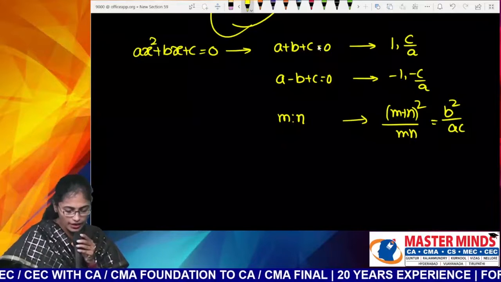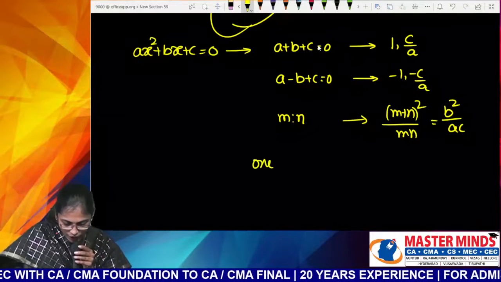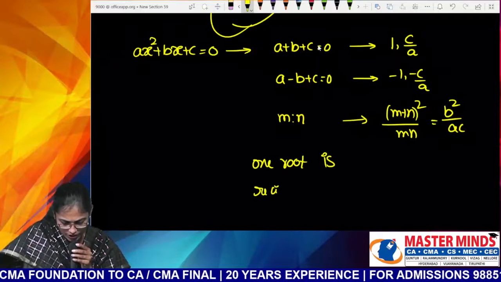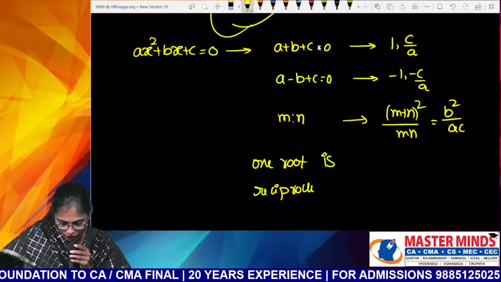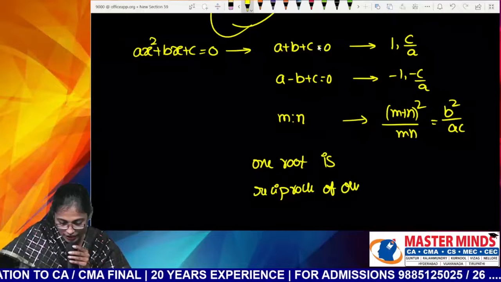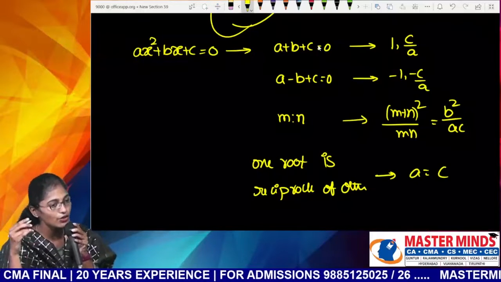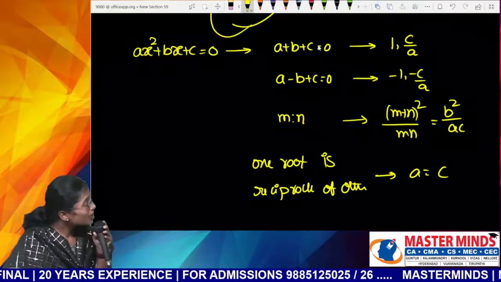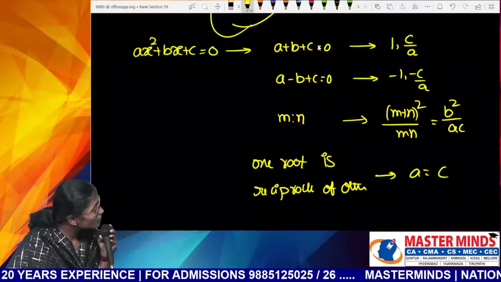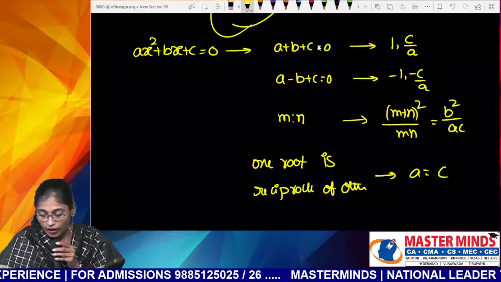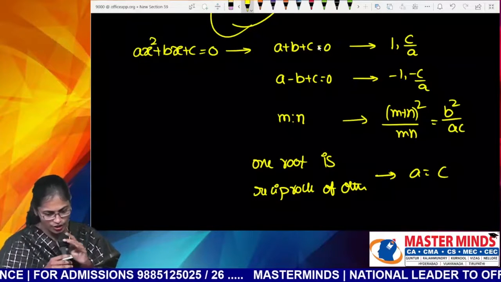B square by AC. So next, if one root is the reciprocal of the other, then C equals A, or you can simply say A equals C. So what are the formulas that are available along with the quadratic equation? If A plus B plus C equals 0, roots are? If A minus B plus C equals 0, roots are?